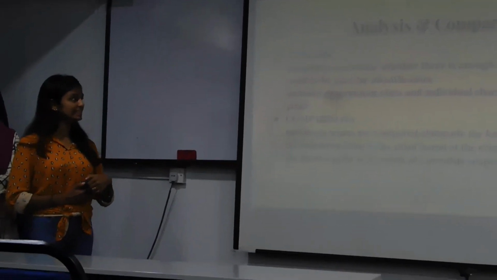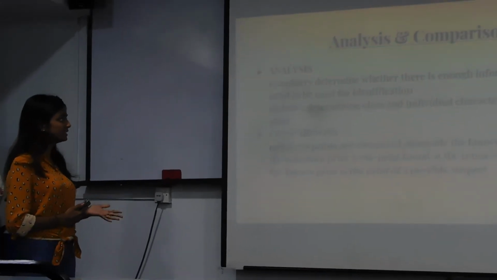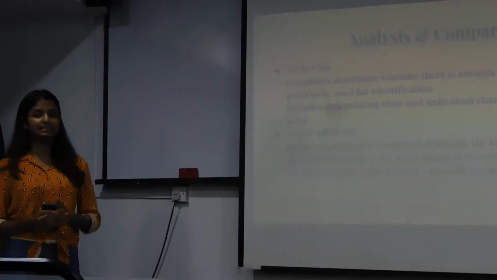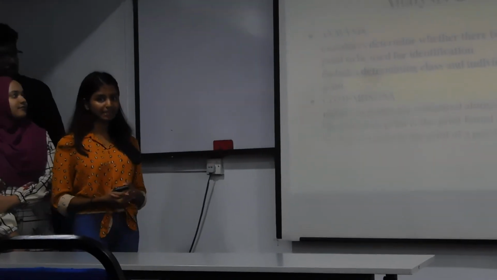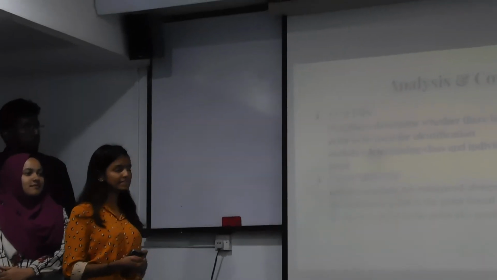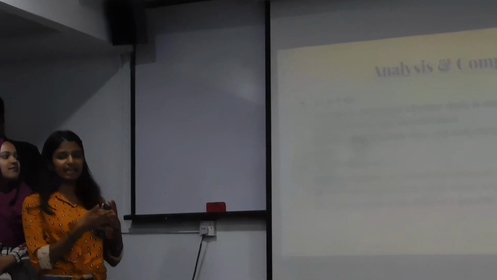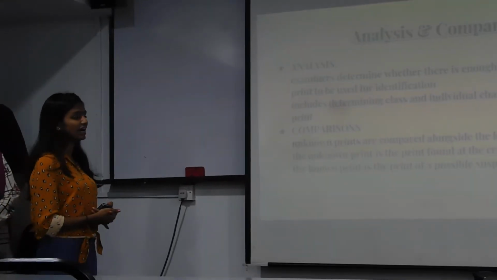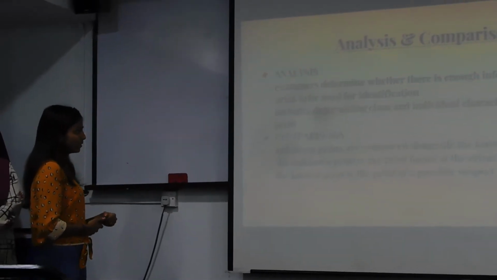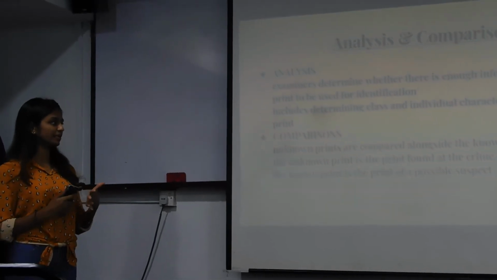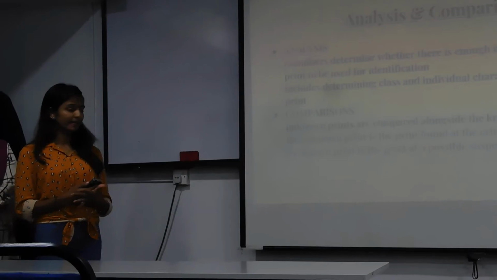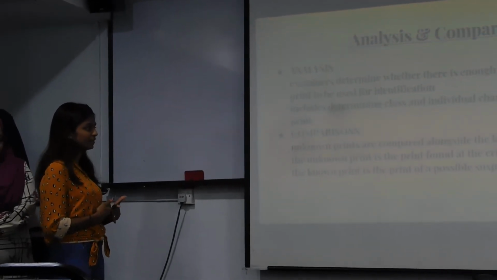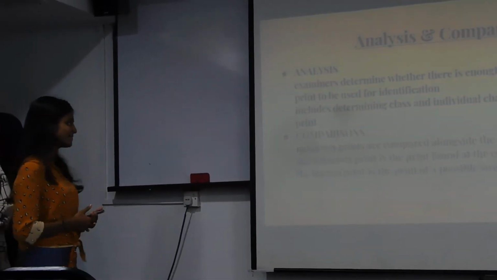Okay, so here's the analysis and comparison. As for the analysis, examiners determine whether there is enough information present in the print to be used for identification, and it includes determining class and individual characteristics for the unknown print. As for comparison, unknown prints are compared alongside the known prints. The unknown print is the print found at the crime scene, and the known print is the print of a possible suspect.